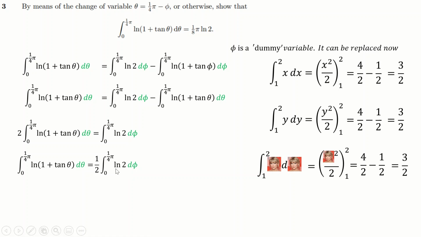Just integrate this. This integrates to phi log 2 between these two limits. Put a quarter pi in there. When you put 0 in there, of course, you get nothing, so that doesn't matter. But put a quarter pi in there, times by a half to get pi log 2 over 8, which is what they were asking me to do.